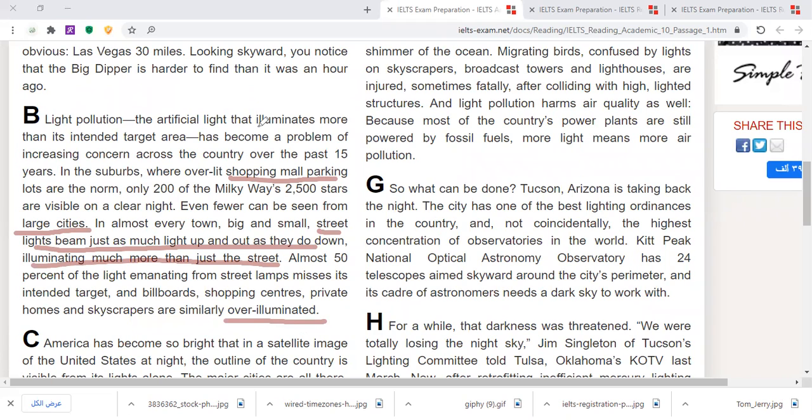I don't understand, for example, as we said, illuminates or illuminated. But I can tell the meaning: the artificial light that illuminates more than its intended target area. What do you understand from the meaning of illuminate? Lit up. Yes, very good. Did you find the meaning by yourself or did you check? Unfortunately, I checked. No, we don't want you to check.